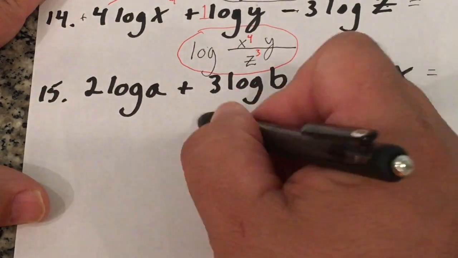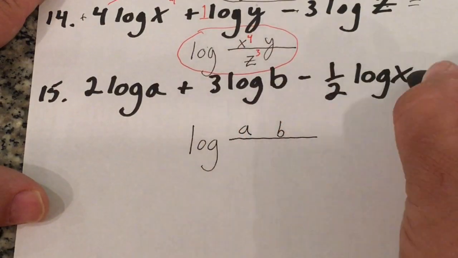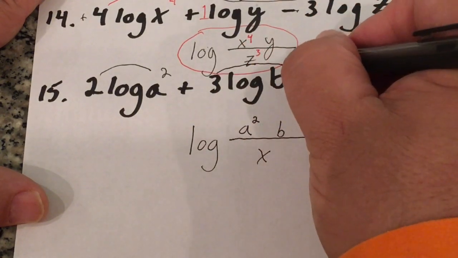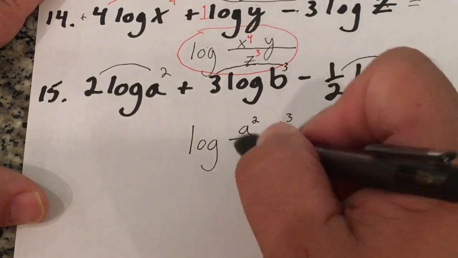I write the word log 1 time. I see a minus sign, so I put a division bar. A goes on top, b goes on top, x goes on the bottom. The 2 gets kicked up as an exponent, so it's going to be a squared. The 3 gets kicked up as an exponent, so it's going to be b cubed. The 1/2 gets kicked up as an exponent, but we rewrite that, x to the 1/2, as the square root of x.